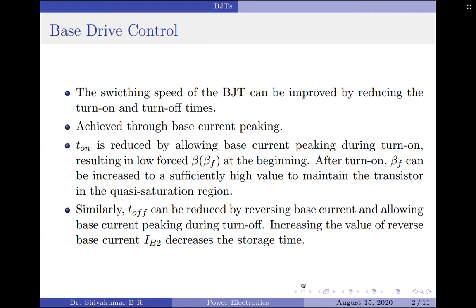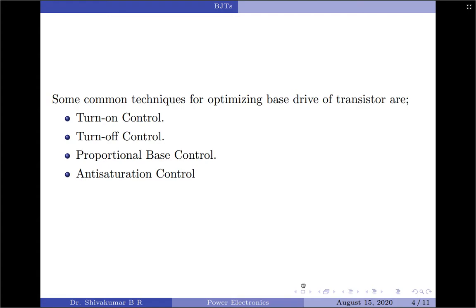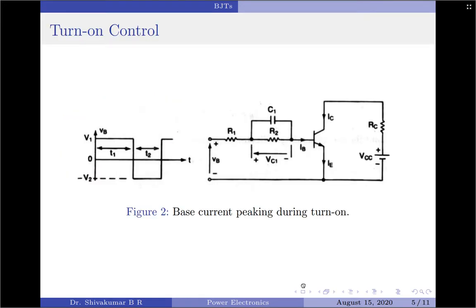Similarly, the turn off time can be reduced by reversing the base current and allowing the base current to peak during the turn off as well. A typical arrangement for the base drive current is shown here in this waveform. Now, some of the most commonly used techniques that provide an optimized base drive for the transistor are turn on control, turn off control, proportional base control, and finally anti-saturation control. Let us discuss each one of them in detail.